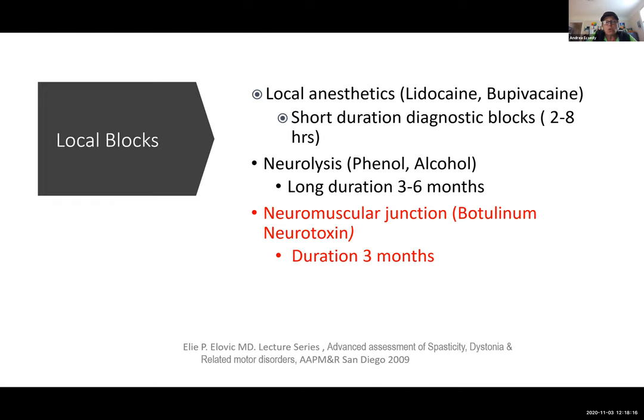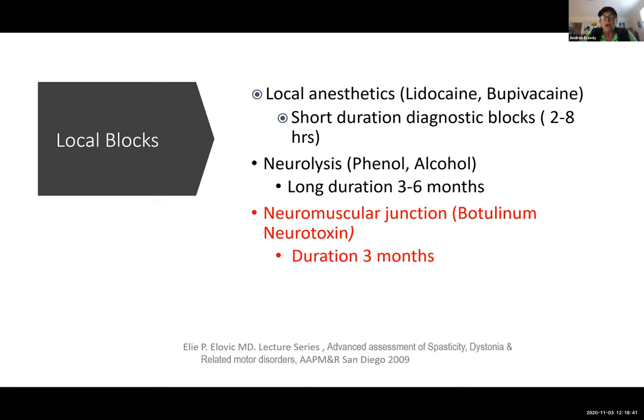So what are local blocks? The different blocks out there: there's local anesthetics, lidocaine, bupivacaine. These last 2 to 8 hours, and you probably will never see these. There's neurolysis drugs. These used to be used a lot, but they're not so popular anymore. Phenol and alcohol last 3 to 6 months. They actually destroy the myelin sheath around the nerve, and they just decrease that nerve conduction velocity.